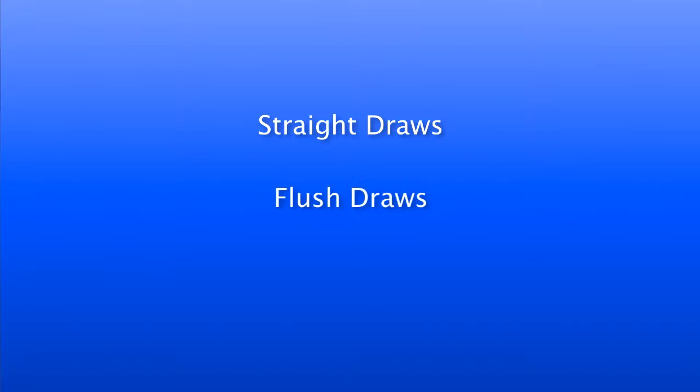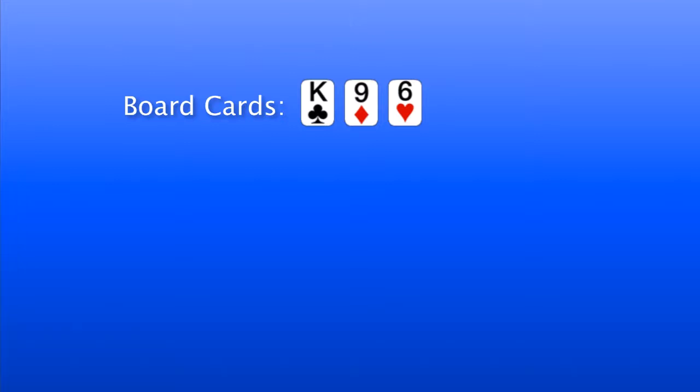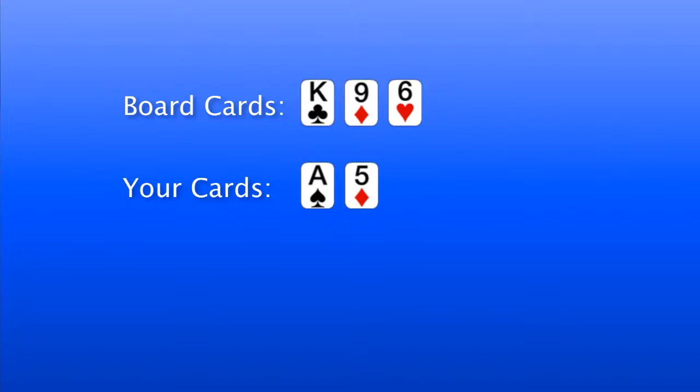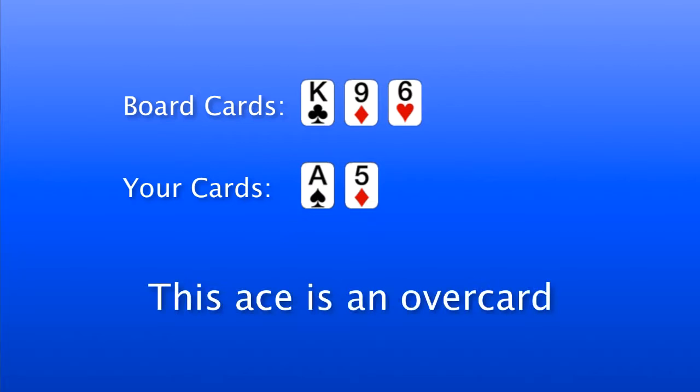This includes straight draws, flush draws, and overcards. An overcard means a card in your hand that is higher than any of the cards on the board. For example, if the board cards were a king, a 9, and a 6, and you held an ace in your hand, that ace is an overcard. Overcards are important because if you hit a pair with an overcard, you know it's going to be top pair.